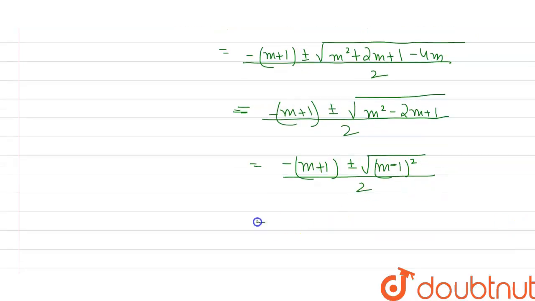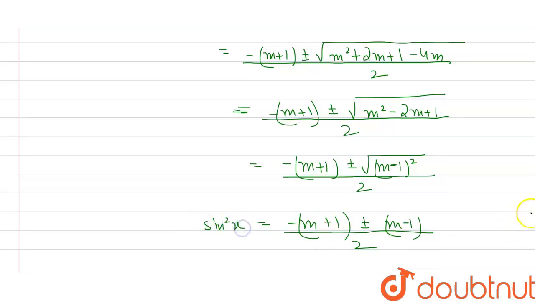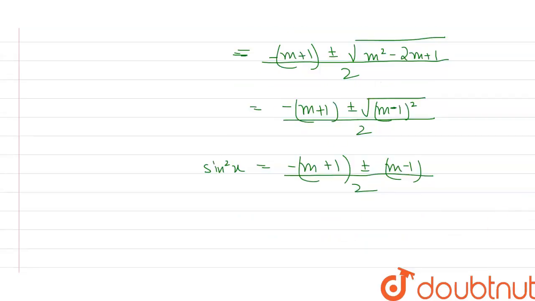Now this m minus 1 will become what? This will become minus of m plus 1, okay, plus minus of m minus 1, right? We are receiving the value here, and divide by what? 2. This is the solution for this sine square x, right? So in that case now I have two possible values for sine square x.